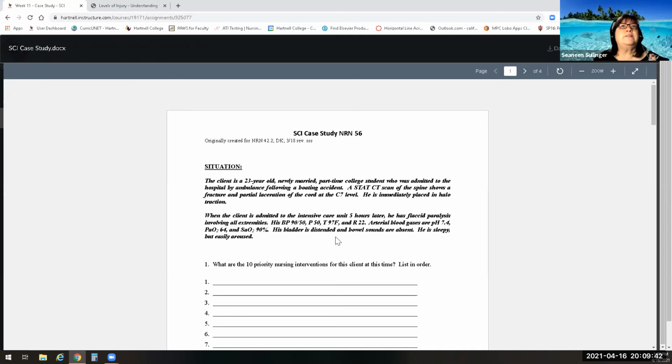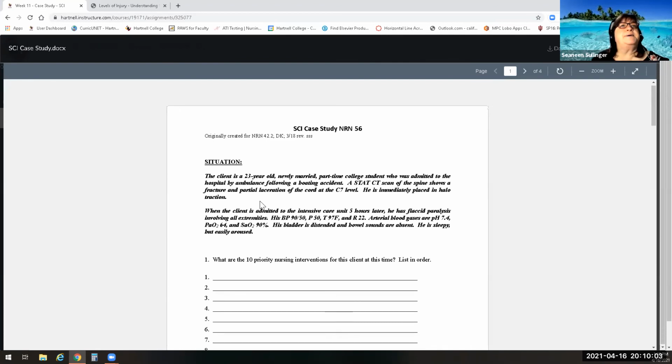So they're newly married, they're college students, so they're 23. He had a boating accident, fracture, laceration of the cord at C7, and they put him in the halo traction, right? It shows a fracture. So it says partial laceration. So it's not a complete one. I can make it complete. That probably would make it easier.